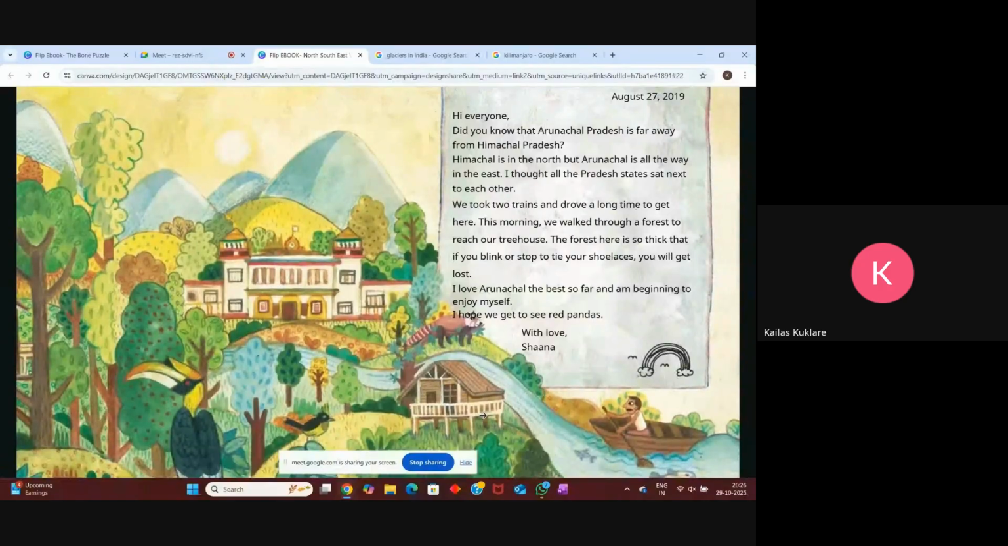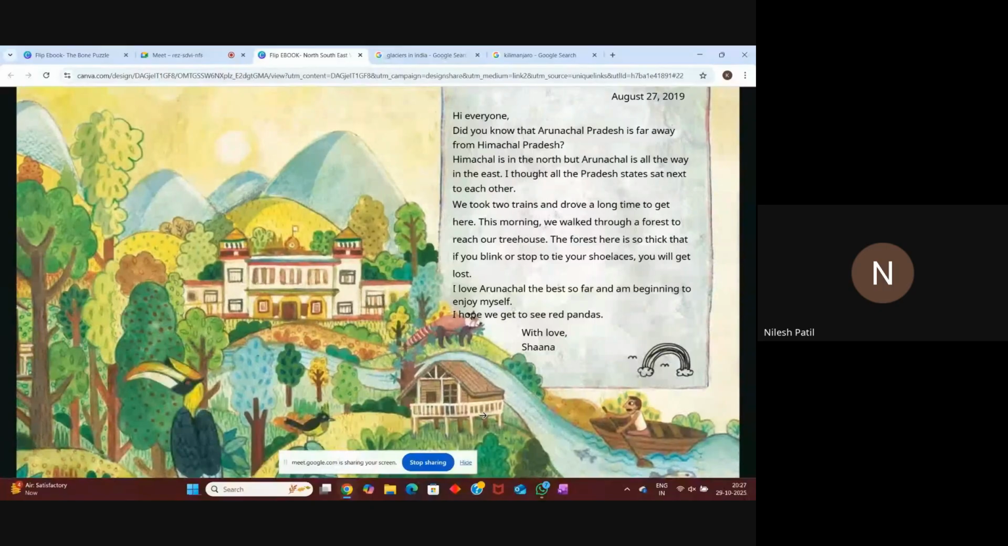Did you know that Arunachal Pradesh is far away from Himachal Pradesh? Himachal is north, but Arunachal is all the way in the east. Madhya Pradesh, Himachal Pradesh, Andhra Pradesh. Very good, very good. Himachal Pradesh is in the north.